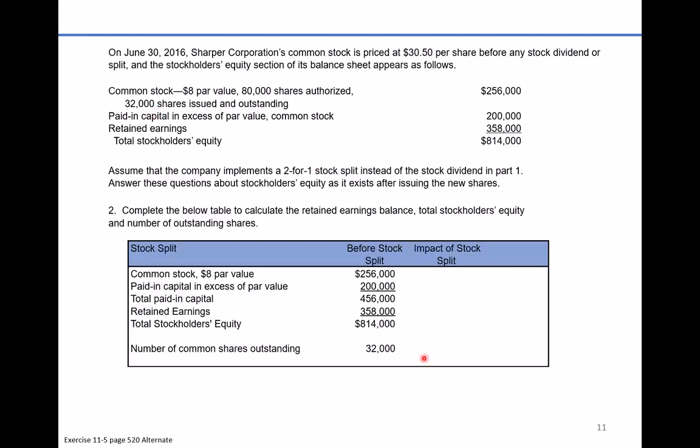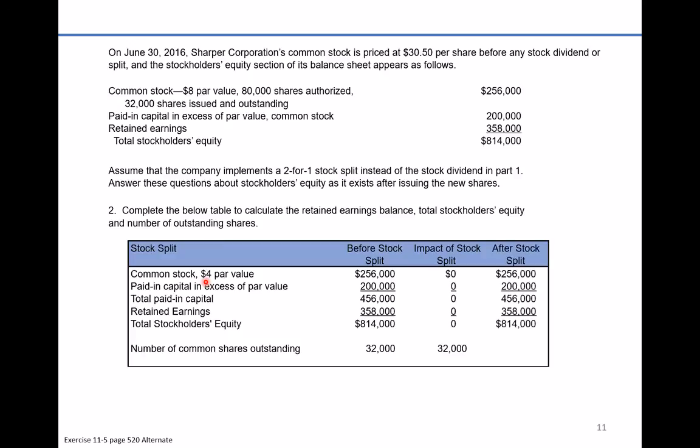So the impact of the stock split on the number of shares of common stock is this. It doubles by 32,000. There are no changes whatsoever in any of the other stockholder equity accounts. Common stock remains the same, par value remains the same, except look what happens now. The par value is no longer $8 per share, it is now $4 per share.